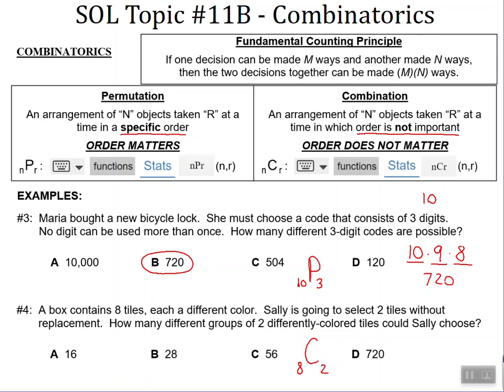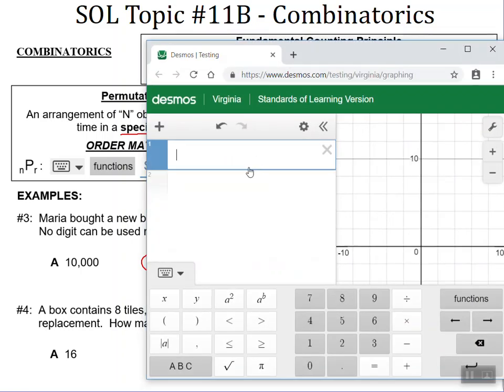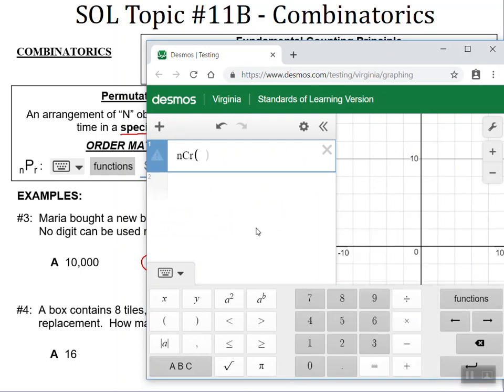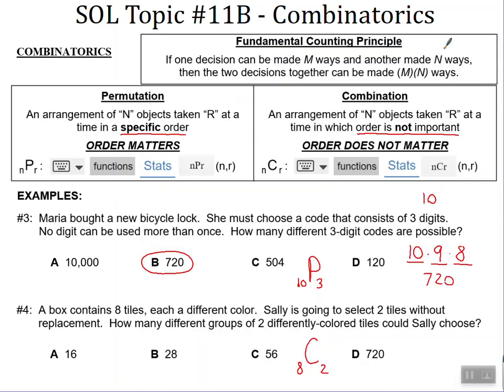So let's go to, I'll just close this one out, and let's go to functions, stats. This is NCR. Same thing, I need to put the 8, comma 2 into the parentheses, and I've got my answer of 28. There are 28 different combinations that this could happen, and that is also answer choice B.